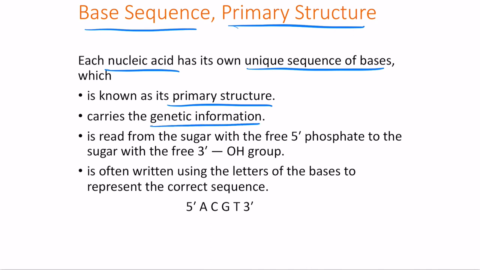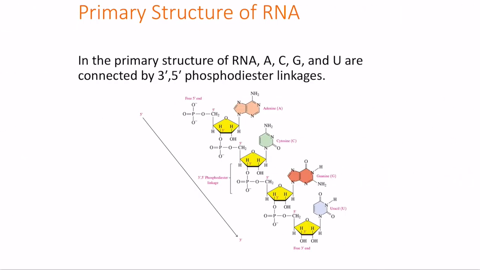It's generally read from the sugar with the free 5 prime phosphate to the sugar with the free 3 prime phosphate. So it's often written using the letters of the bases that represent the sequence. For example, we write 5 prime ACGT 3 prime. We always write from 5 prime to 3 prime whenever we write the primary structure of a genetic sequence.